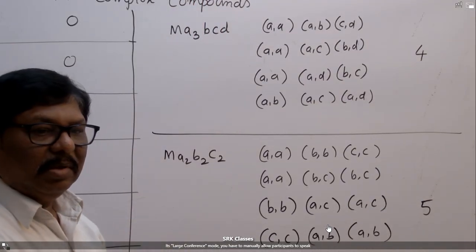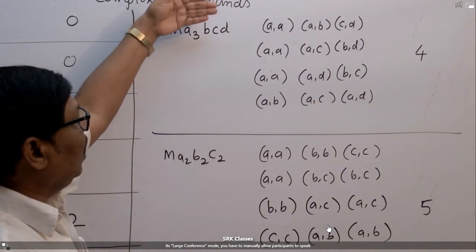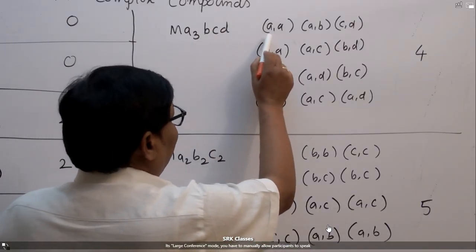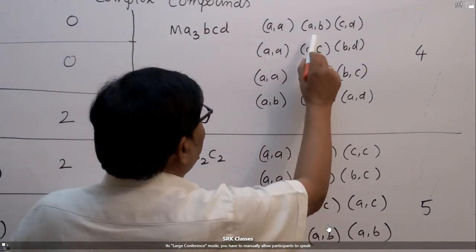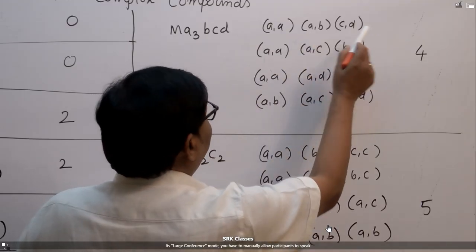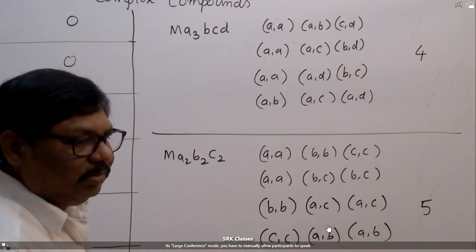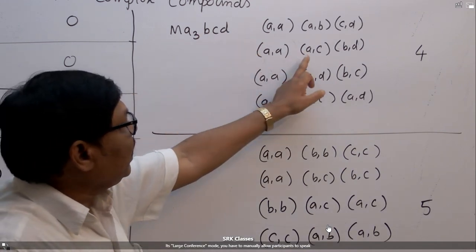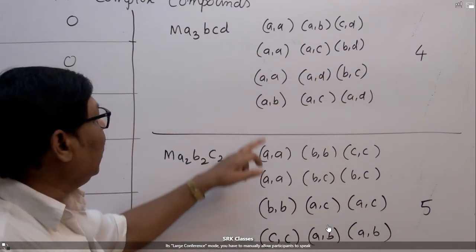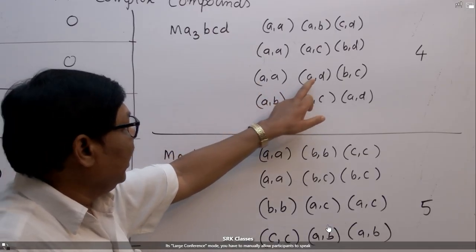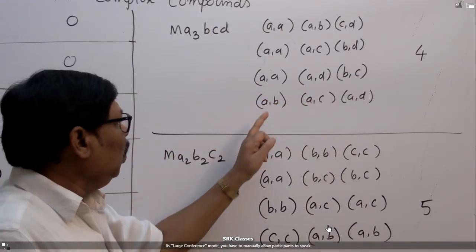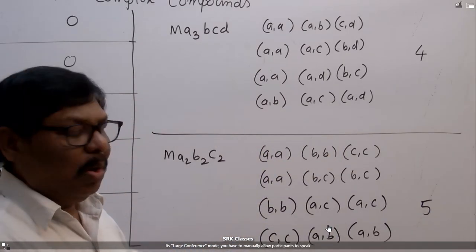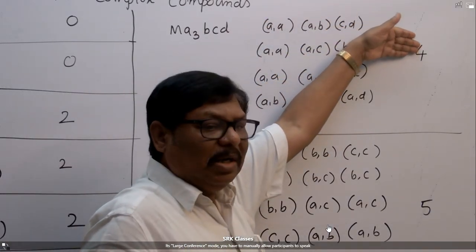Ma3BCD. With this molecular formula, there are 4 possibilities. Look carefully. First pair AA, second pair AB, third pair CD. As it is, I have taken. Now the next one, AA. Then the remaining combination is AC and BD. Third combination is AA, AD and BC. Fourth combination is AB, AC, AD. So the number of geometrical isomers is 4.